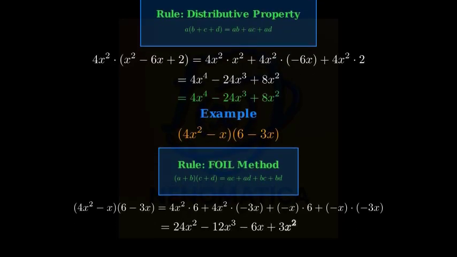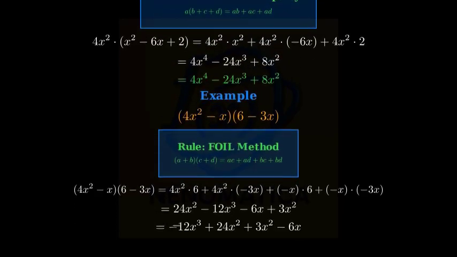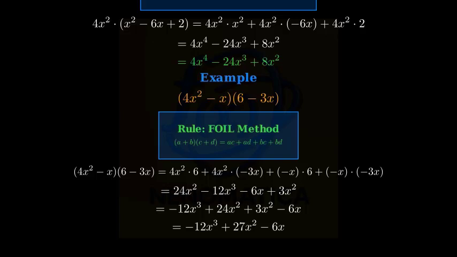First terms, 4x squared times 6 equals 24x squared. Outer terms, 4x squared times negative 3x equals negative 12x cubed. Inner terms, negative x times 6 equals negative 6x. Last terms, negative x times negative 3x equals positive 3x squared. Now we combine like terms. We have negative 12x cubed, and for the x squared terms, we have 24x squared plus 3x squared, which gives us 27x squared. And finally, we have negative 6x.